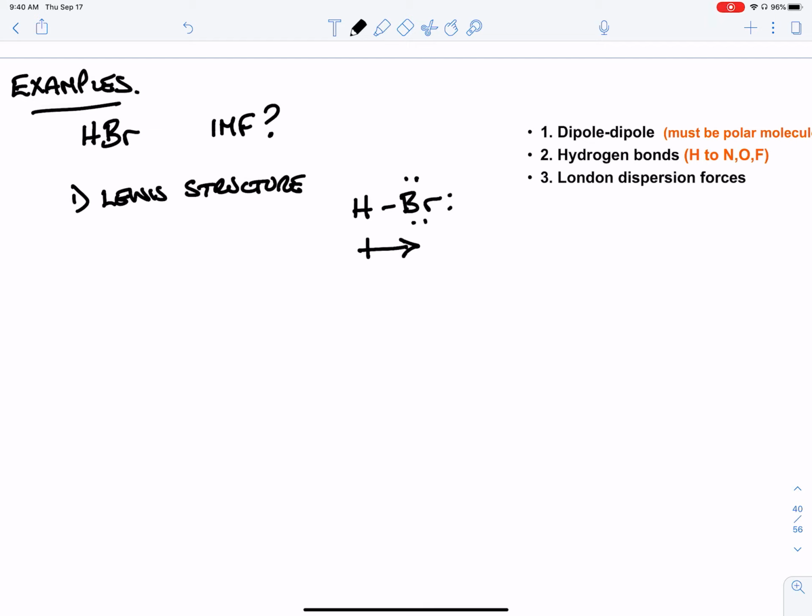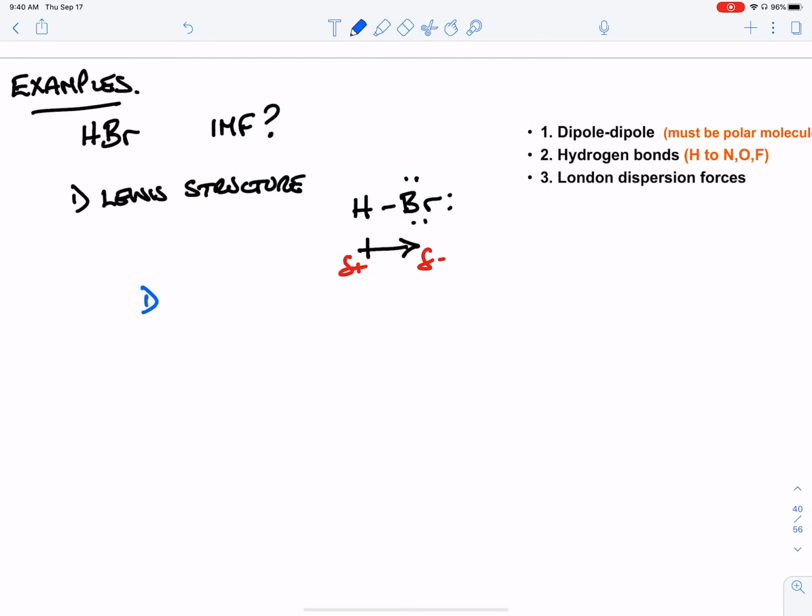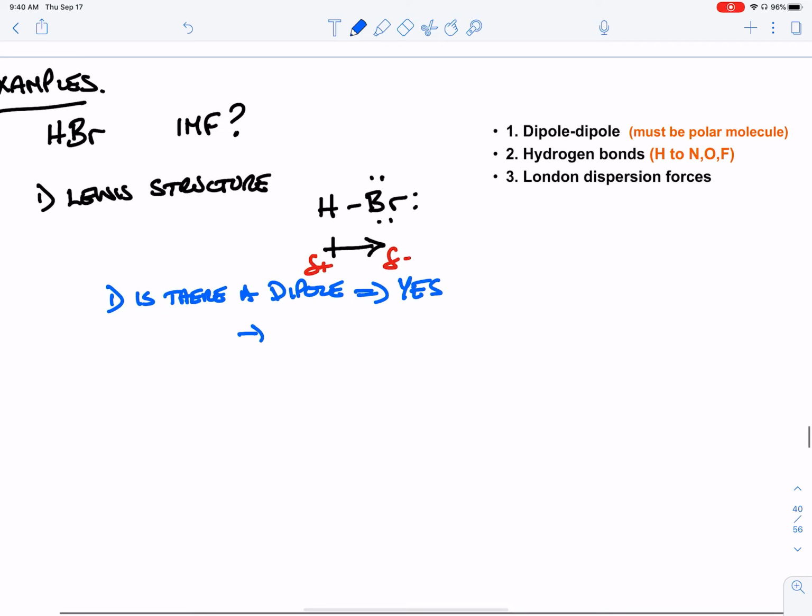You could look up the electronegativities, but for the vast majority of the examples that we talk about in this class, if the atoms are dissimilar, it's going to be a polar bond, except for carbon and hydrogen. And so in this case, we would know that you would have a positive end and a negative end. So we could ask the question, first, is there a dipole? And the answer is yes. Do you have a polar molecule?